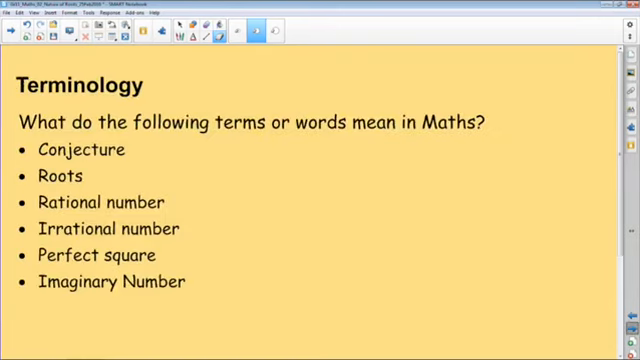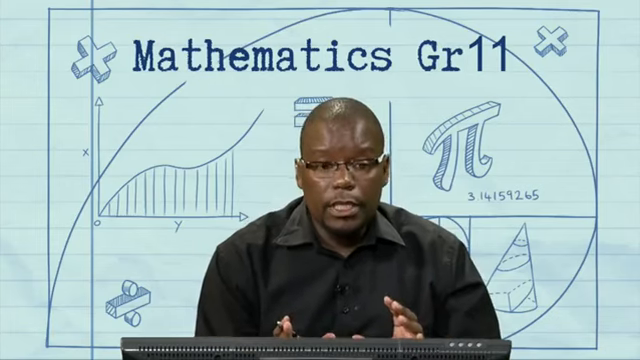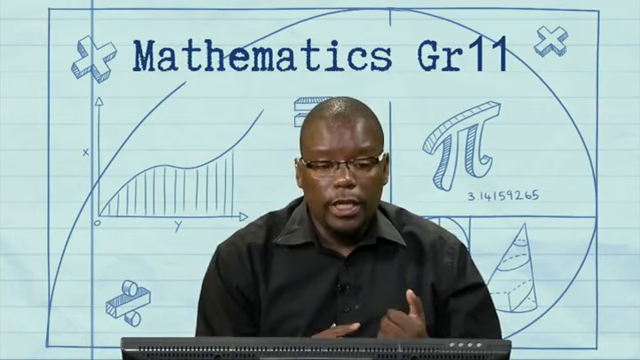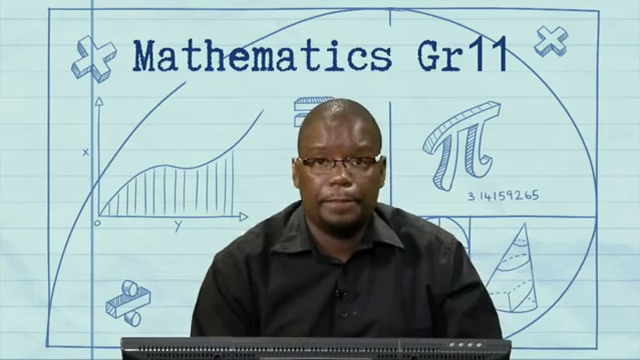Okay. Right. The terminology that I want you guys to be looking at today is, one, what the following terms or words mean in maths: your conjecture, roots, rational number, irrational number, perfect square, imaginary number. Okay? So what I'm going to ask you to do, guys, now, is to, wherever you're sitting, work out what these terms mean. Conjecture, your roots, rational numbers, and so forth. And I'm giving you 2 minutes to work on that.